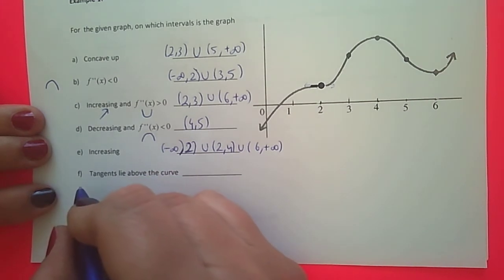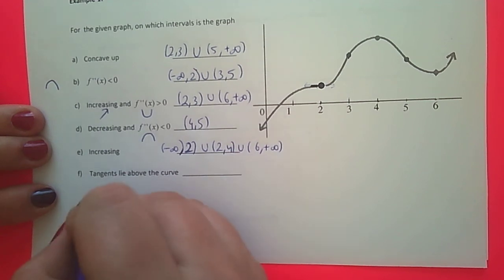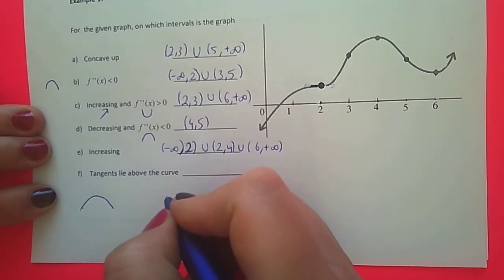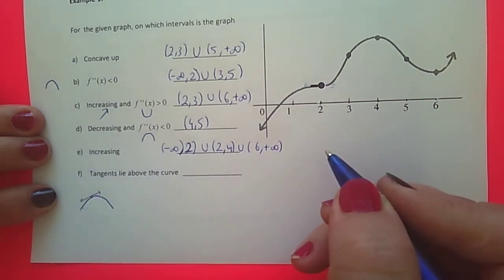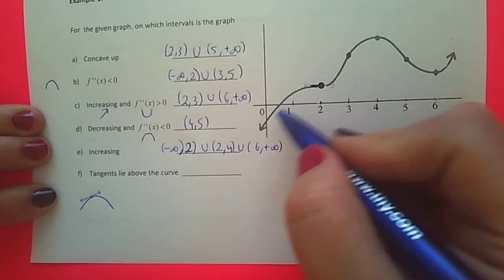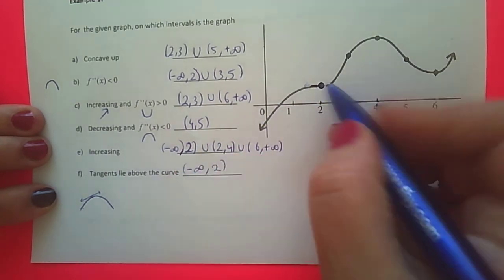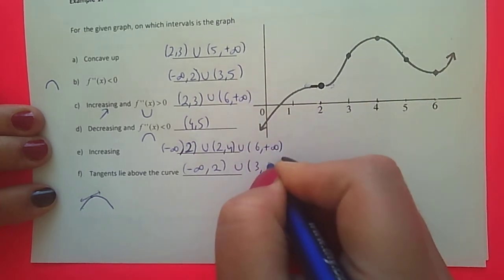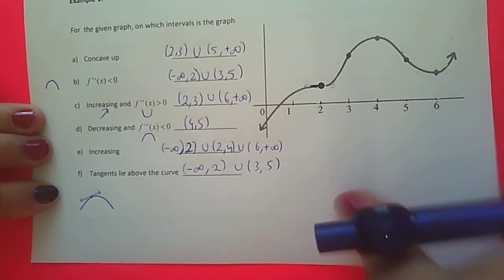Part F, tangents lie above the graph, above the curve. So we learned that if the tangents lie above the curve, then the original function is concave down. Because if you draw tangents, they will lie above the curve. So concave down from negative infinity to 2. This is up, down from 3 to 5. And again, it is concave up after that.